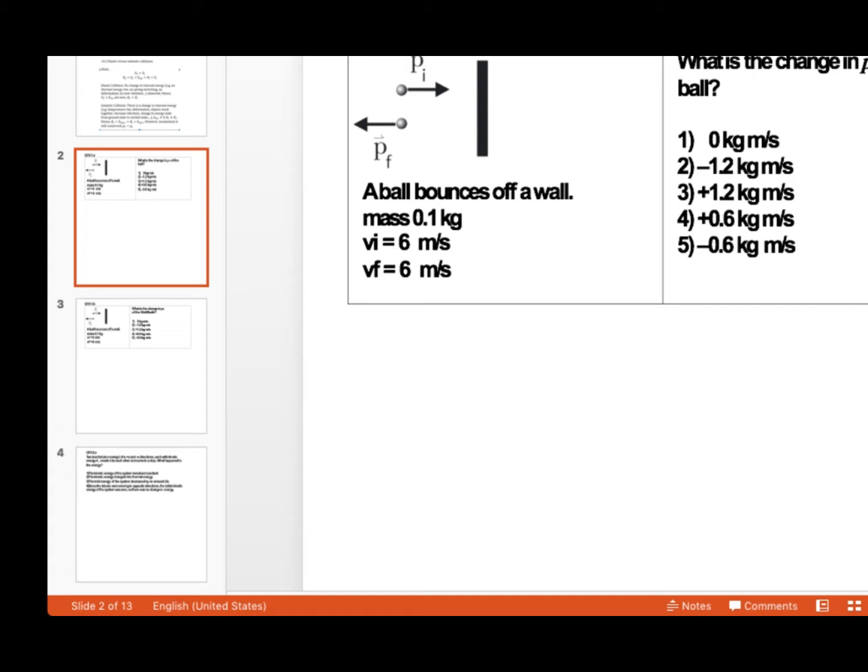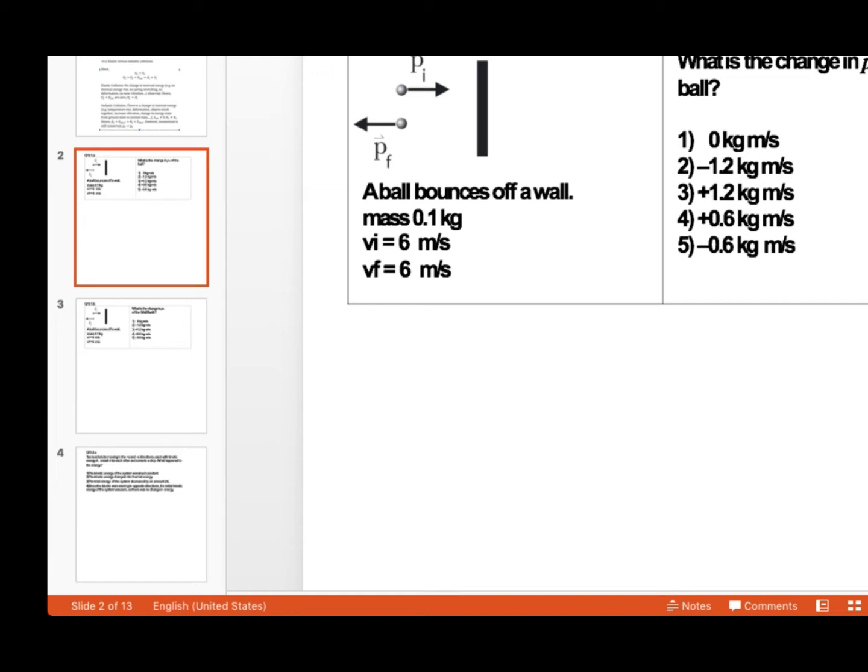In the first clicker question, it's asking, what is the change in momentum when we have a ball colliding with the wall? The ball initially travels with a momentum P initial to the right, then it collides with the wall and bounces right back in the opposite direction with a momentum of P final. So what is the change in momentum of the ball?